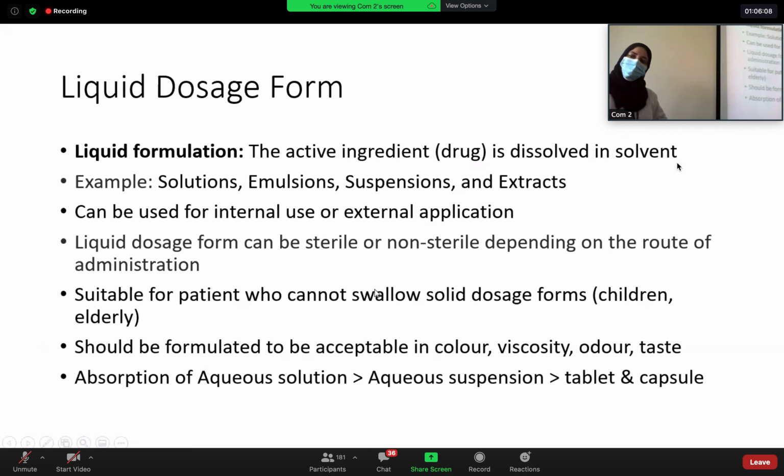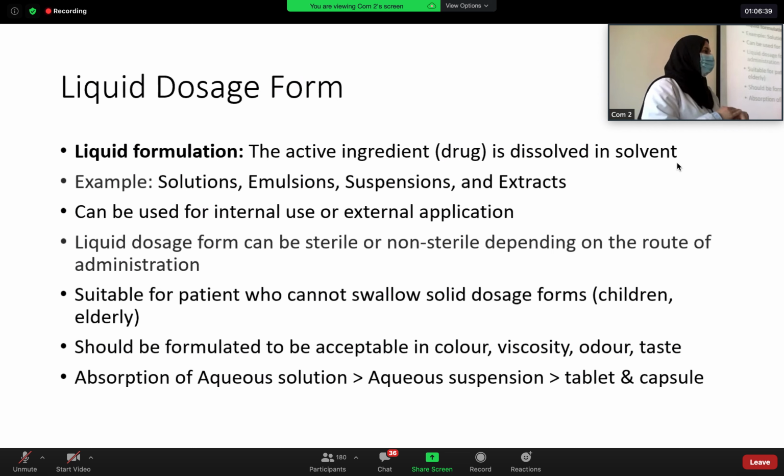Okay, so now we'll move to the liquid dosage form. Liquid dosage form basically falls under a new category. So we finished the solid, the semi-solid, and now we're moving to the liquid dosage forms. Here, the active ingredient is dissolved into a solvent, and that solvent can be of different types. Examples: solution, emulsion, suspension, extracts. They can be used for internal or external applications.